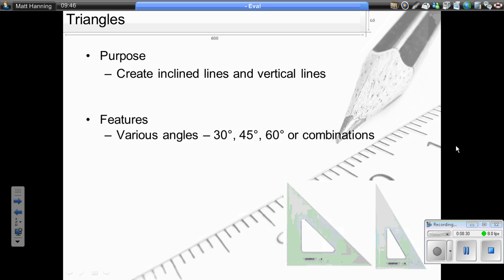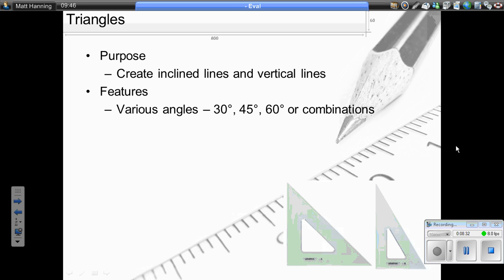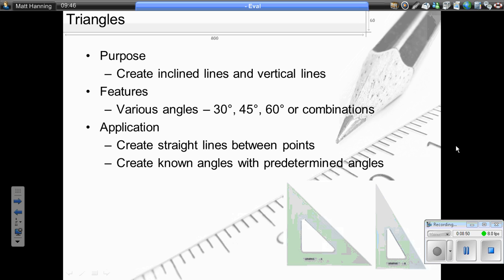Triangles, we already talked. It creates inclined angles. Problem is you're set to a 30, 60, or a 45, so you've got to keep that in mind. If you have, say, a 44-degree angle or a 36, something like that, you may have to plot two coordinates and draw a line between them. It creates two points, a line between two points, and it can do the predetermined angles.